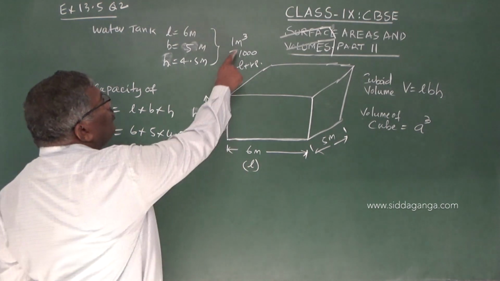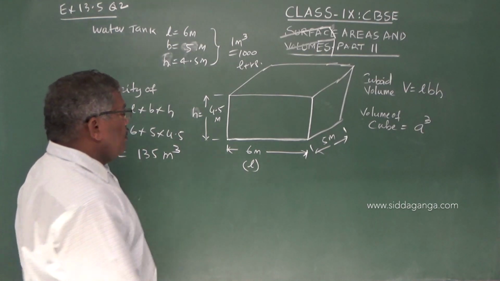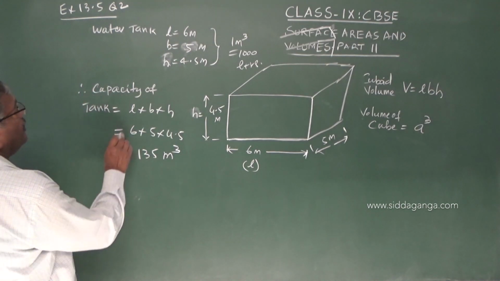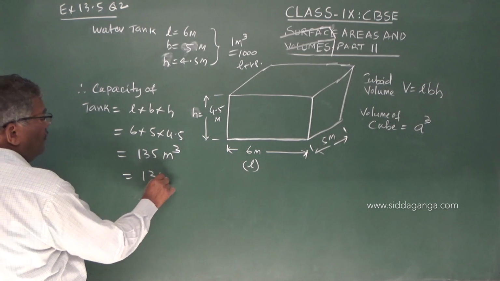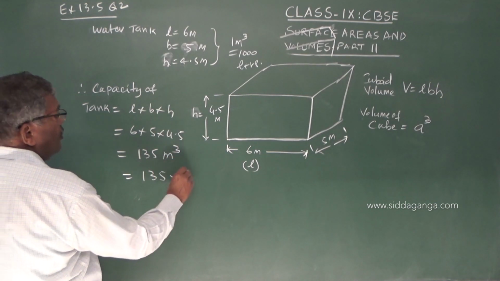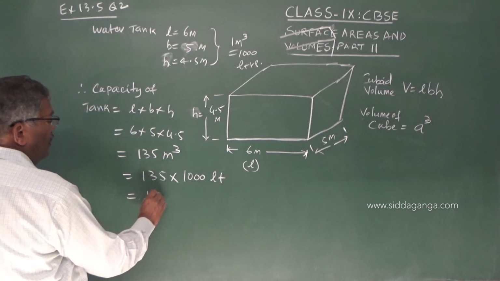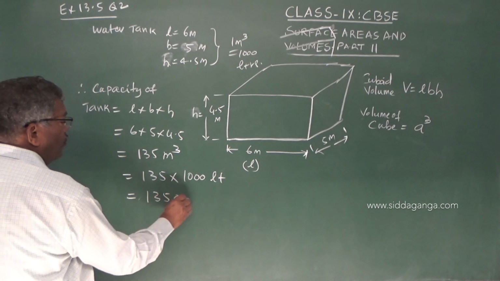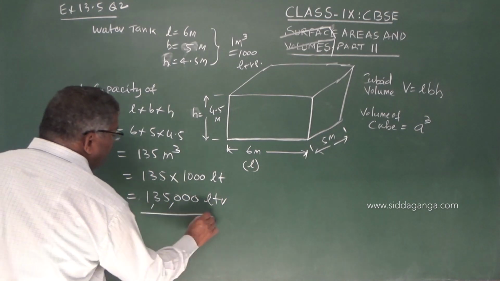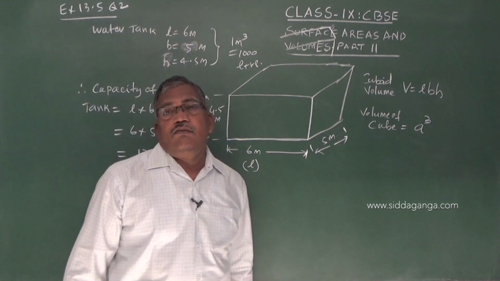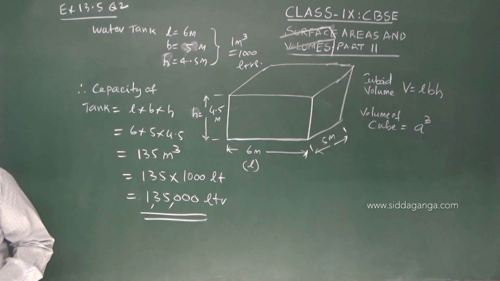See, 1 meter cube can hold 1000 liters. So therefore 135 meter cube is equal to 135 into 1000 liters. So that is 1,35,000 liters. That is the capacity of the tank.